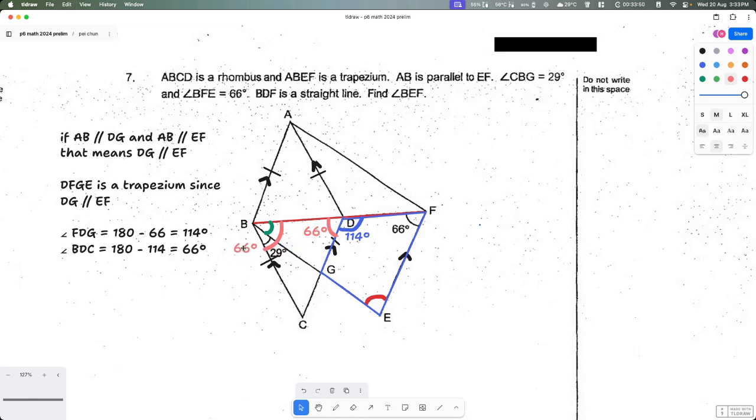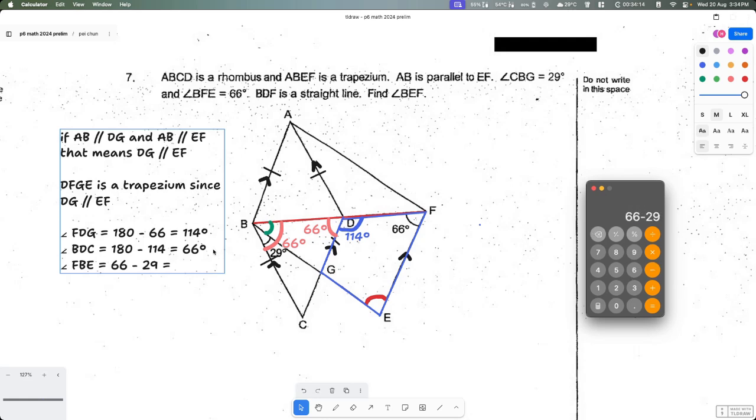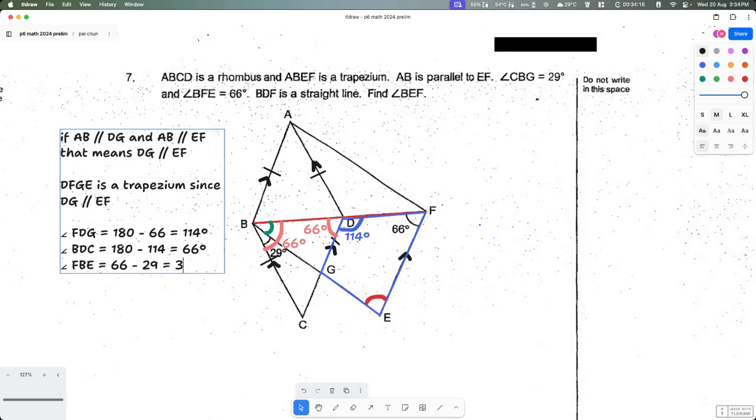Now since we know both of these are 66 degrees, we can get the green angle. The green angle is FBE. FBE is equal to 66 minus 29, which is equal to 37. Double check: 66 minus 29 is 37 degrees. Now we know the green one is 37 degrees, so this green one is 37 degrees here. Now just put 66 degrees here.